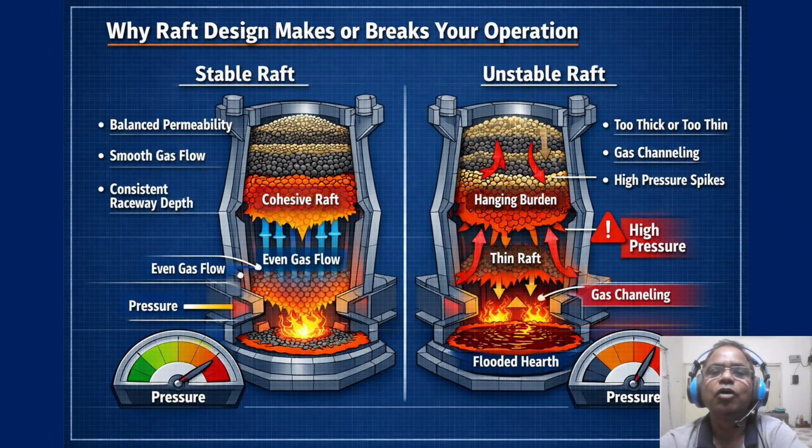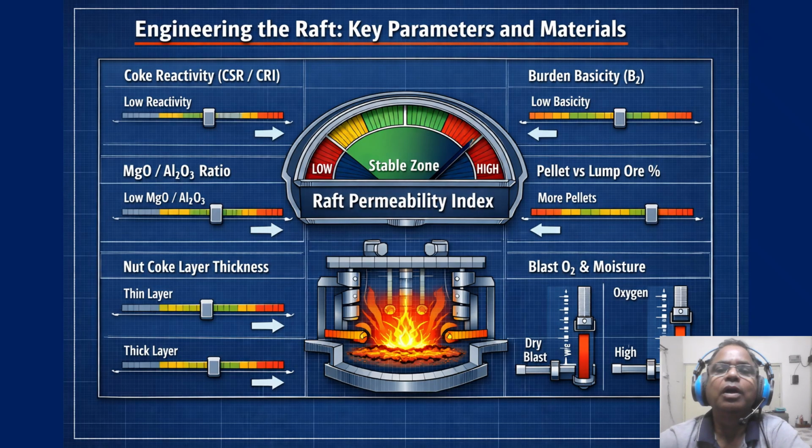So here is the operational truth. The raft is the biggest lever that you have. A stable raft equals less stress, higher production, and a quiet control room. An unstable raft equals overtime and headaches. So we don't just hope the raft works. We design it shift by shift. Now, how do we actually design this raft?